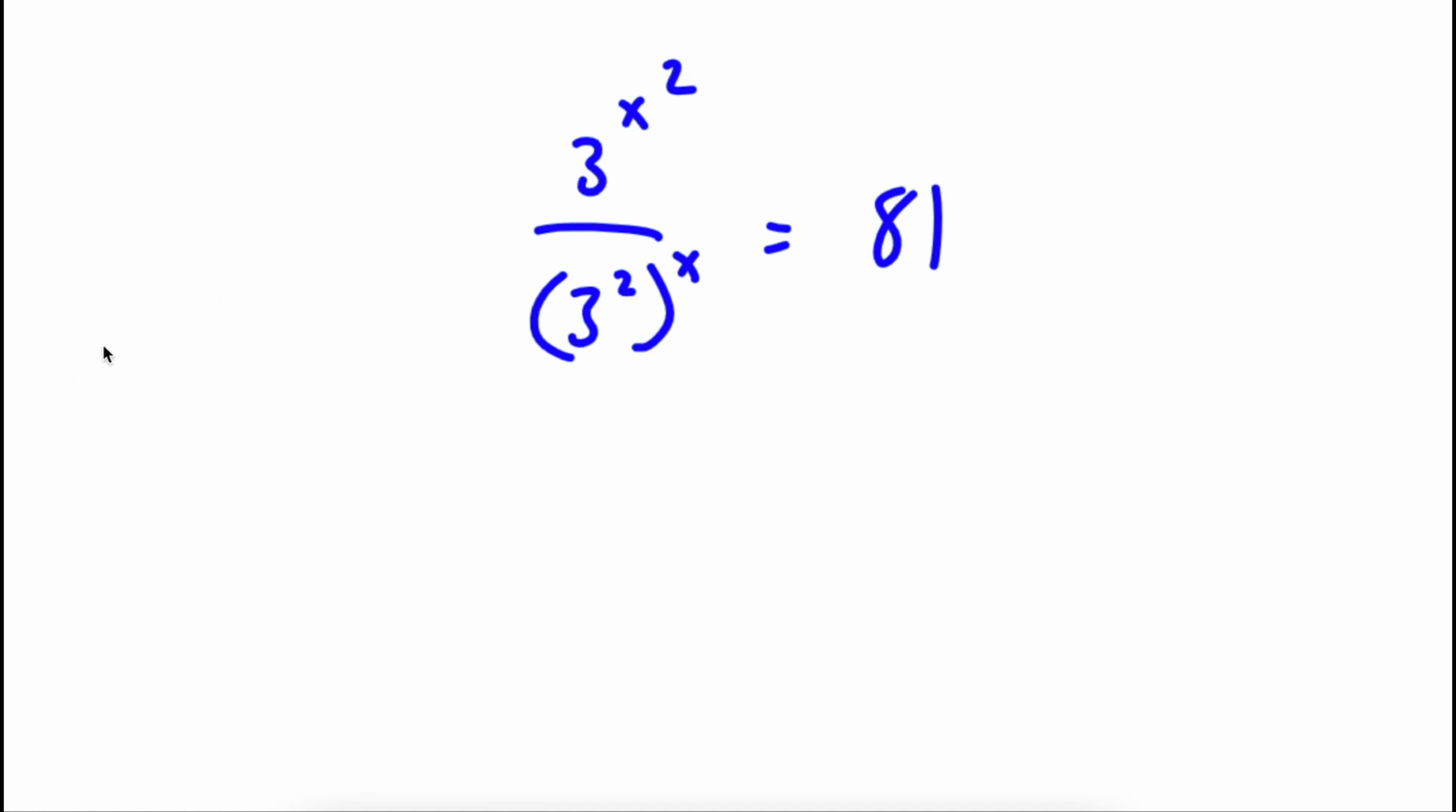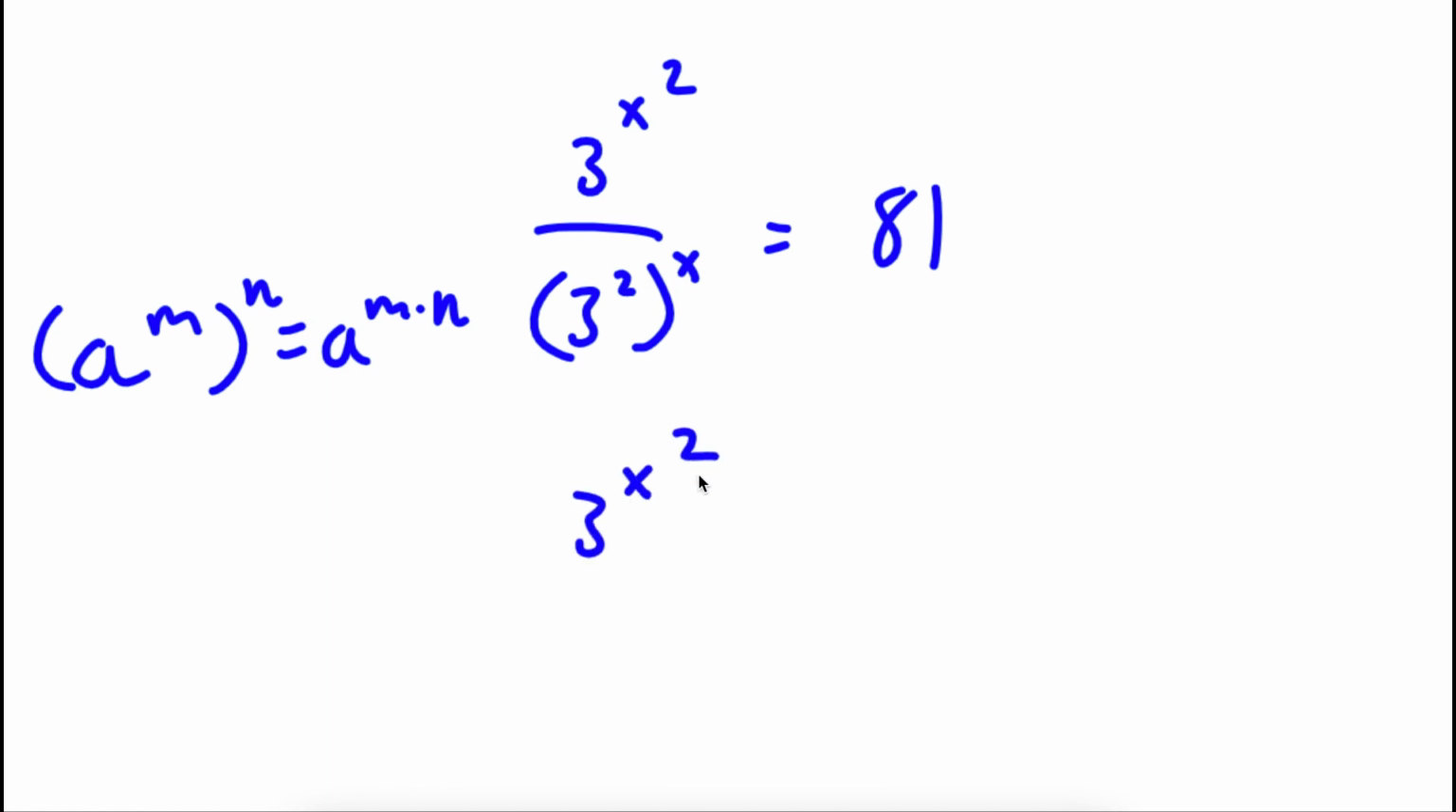Now, if I have something in the form a to the power of m to the power of n, this is equal to a to the power of m times n. So 3 to the power of 2 to the power of x, that's going to equal 3 to the power of 2 times x, which is the same thing as 2x. Now this is equal to 81.